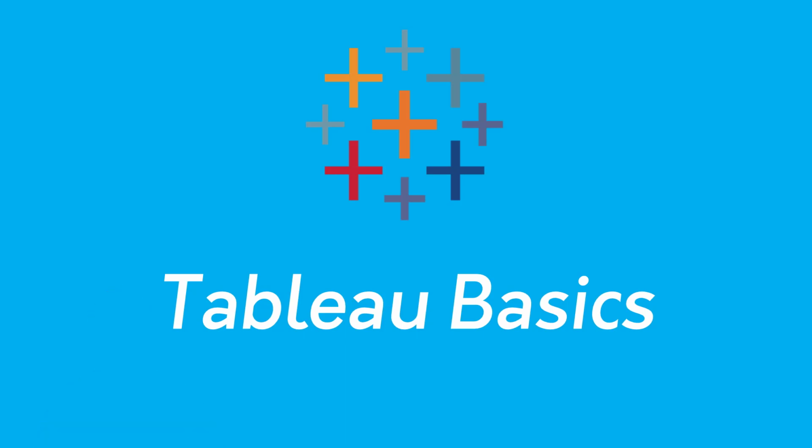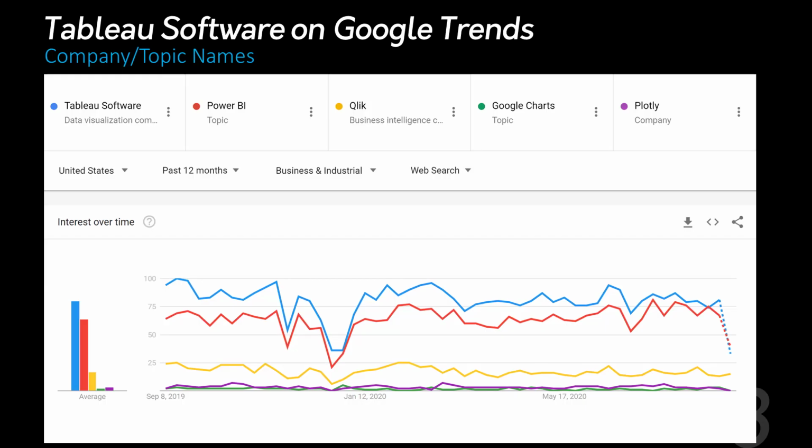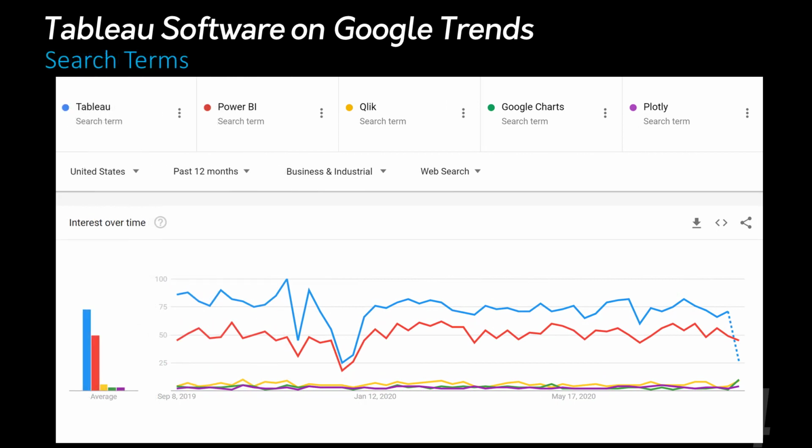Okay, let's get started with Tableau basics. Here we can see Tableau on Google Trends over the last year. You can see Tableau, the blue line, is the leading search term among the top 5 visualization software vendors, with Power BI right there in the mix and the other 3 pretty far down there. And this works whether you're using the actual company name, the topic name, or the search term itself.